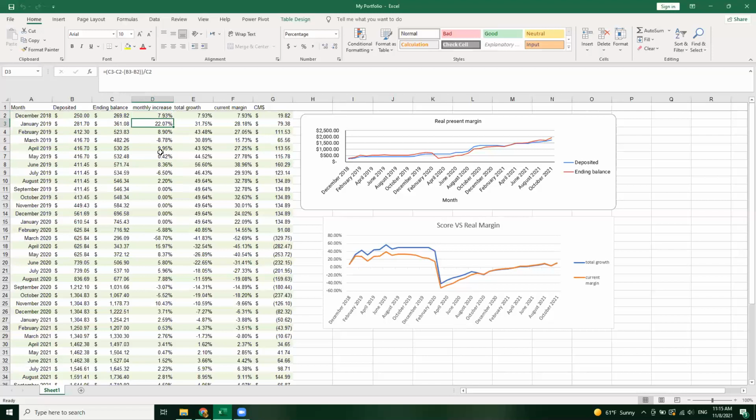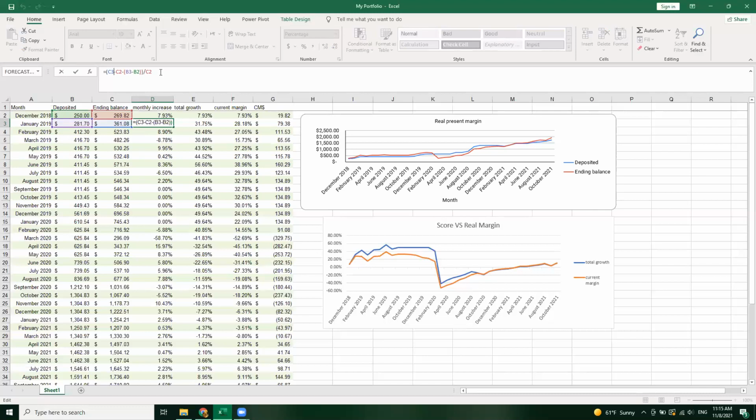The second one already has to take into account new deposits. So what does it do? It takes C3 minus C2, that number, the growth, minus the growth in deposits. So the difference between this difference and that difference, that I want to divide by the original.